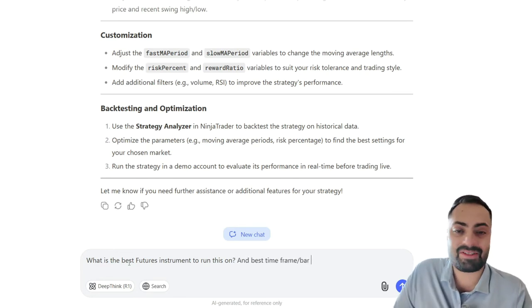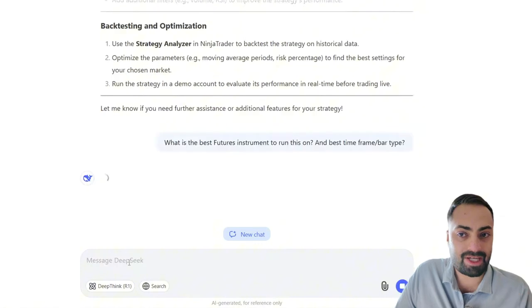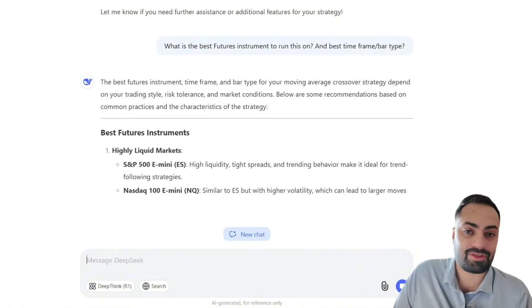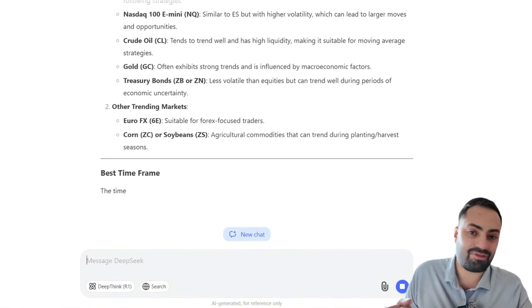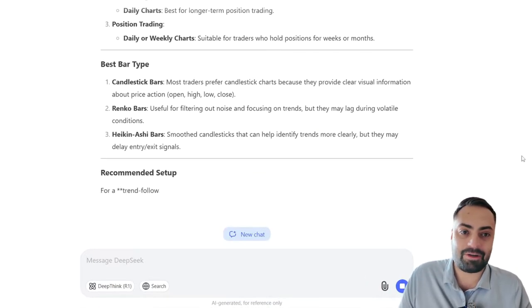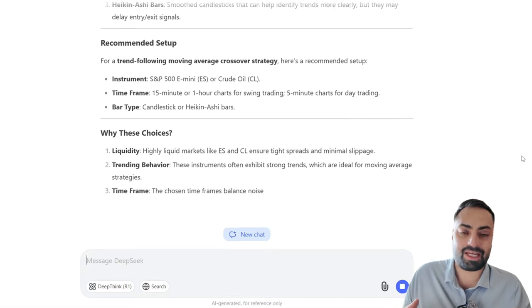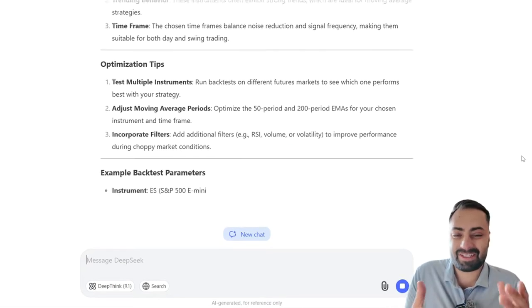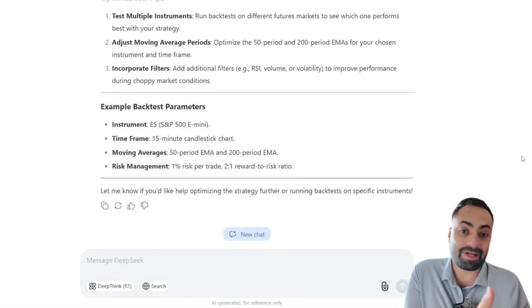So again, after asking it this question, we get some more generic, vague answers. So yes, you can try the 5-minute, 15-minute, 30-minute, whatever bar type that you want. I don't think it's going to give you any actual answer because again, there is no best answer.